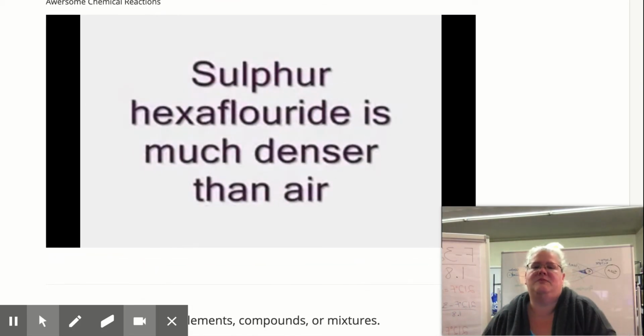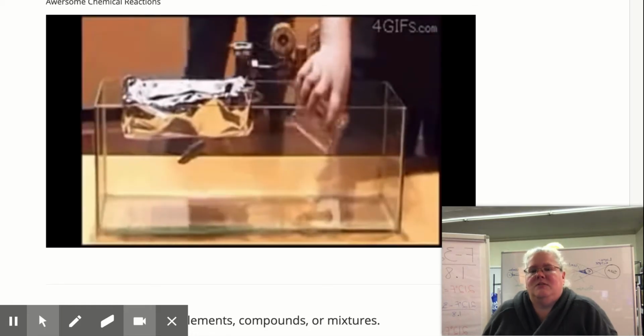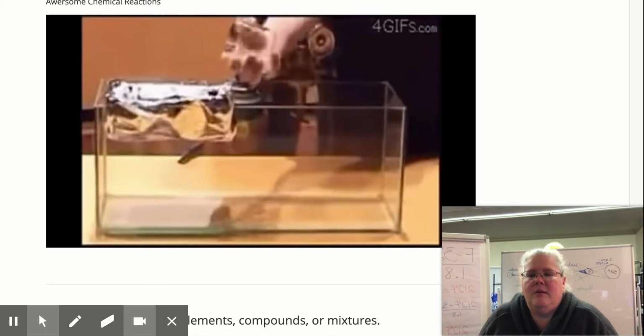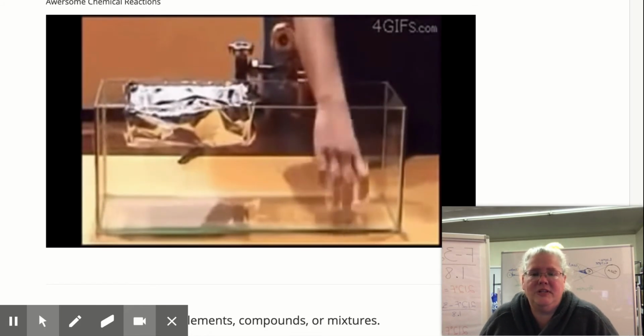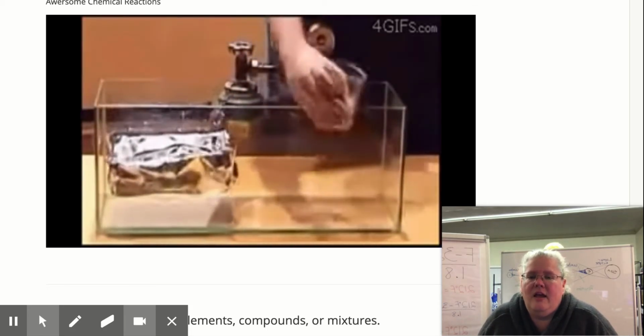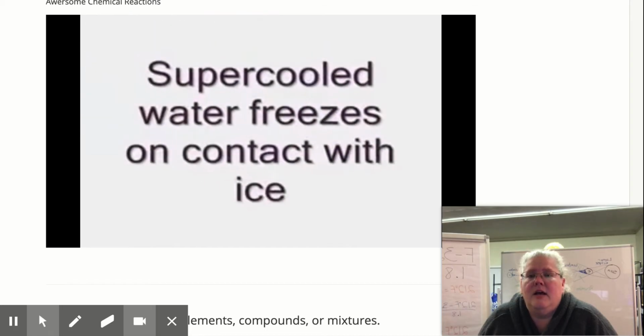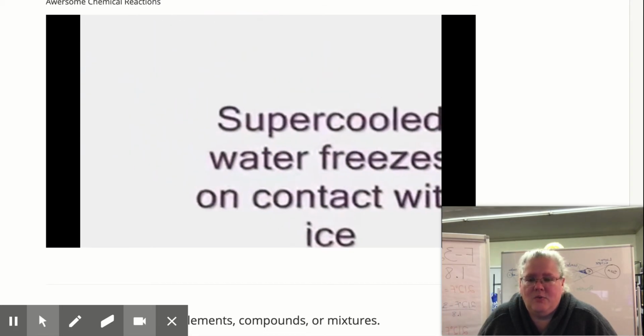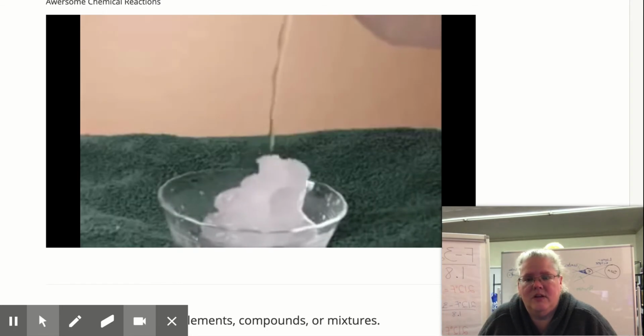Sulfur hexafluoride is much denser than air. So in other words, you can scoop it out and pour it in and make stuff sink. And it's really, that aluminum is floating on the hexafluoride. And it is really dense. Super cooled water freezes on contact with ice. There you go.